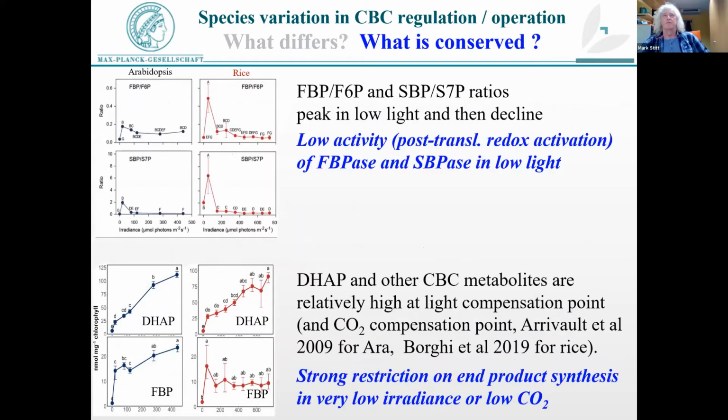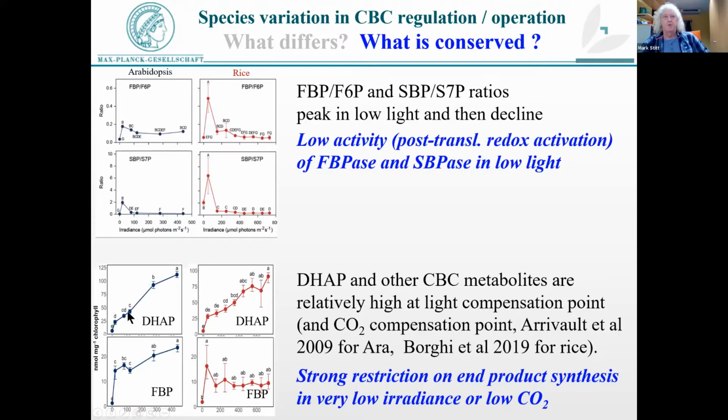What's conserved? I've pulled out two things here. One is that in both species, fructose bisphosphate to fructose 6-phosphate and sedoheptulose bisphosphate to sedoheptulose 7-phosphate ratios peak in low light and then decline. What we think is behind this, and I'll come on to it, is low activity, probably post-translational redox activation or inactivation of these two enzymes in low light.